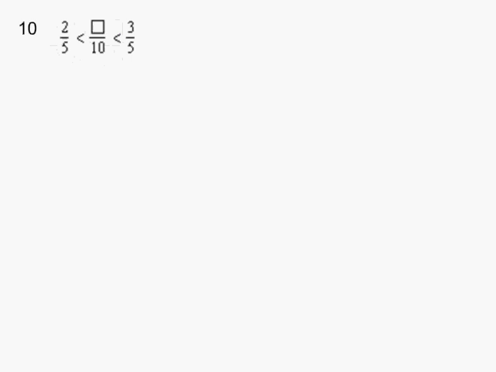And finally, 2/5 is less than how much? So in order for us to compare these, we better change these all to fractions that have the common denominator. So 2/5 is equal to 4/10, because if I multiply by 2 and multiply by 2, we get 4/10. 3/5 is equal to 6/10. So 4/10 is less than what, which is less than this? The answer has to be 5/10.